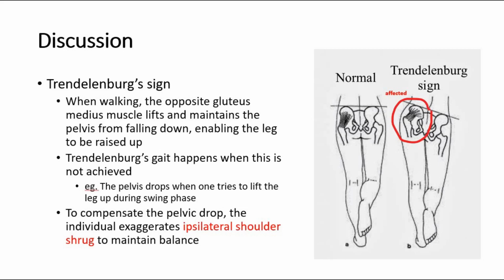So, for example, the pelvis will drop when one tries to lift the leg up during the swing phase when walking, which is shown in the second picture, the Trendelenburg sign. So the pelvis will drop. To compensate for the pelvic drop, the individual will then exaggerate their ipsilateral shoulder shrug to maintain balance.